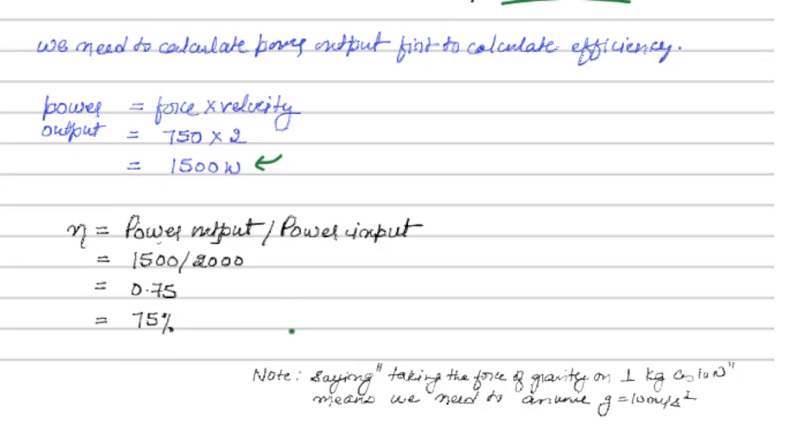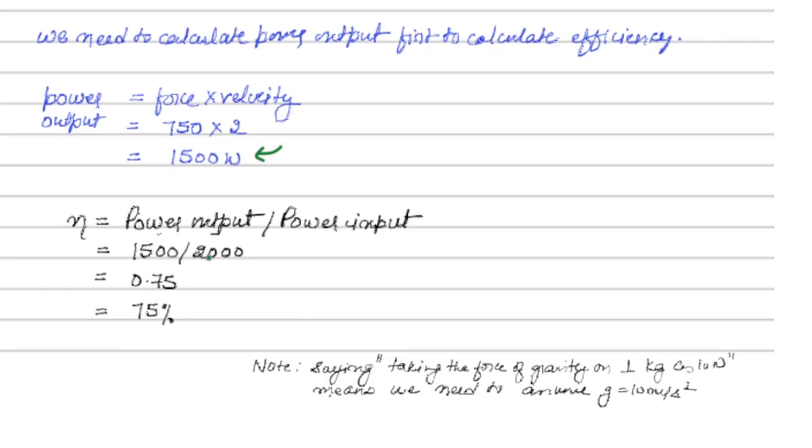So now let's calculate the efficiency. Efficiency will be power output divided by power input. 1500 we are getting. We are putting in 2000 of effort and we are getting 0.75 or 75% efficiency.